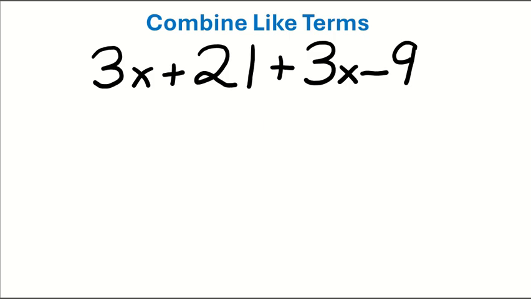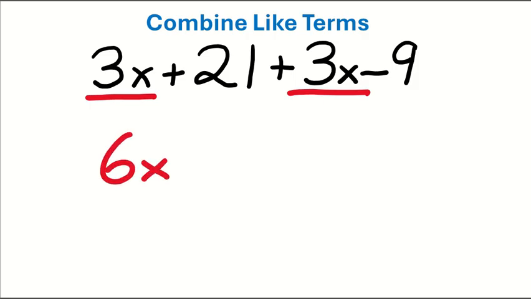We'll do that by underlining first. If I have 3 x's and I go ahead and combine them with 3 more x's, about how many x's do I have? That's right, I have 6 x's. Now, let's go ahead and combine our other like terms.